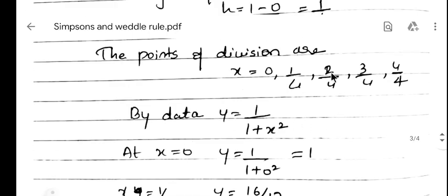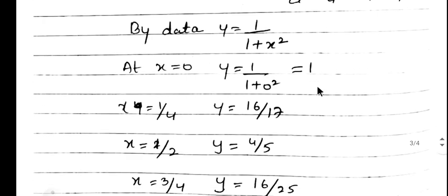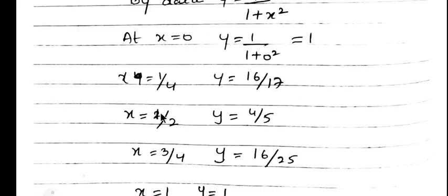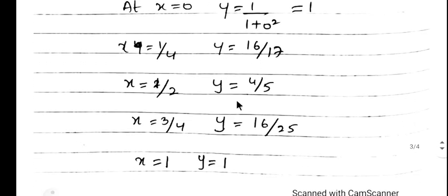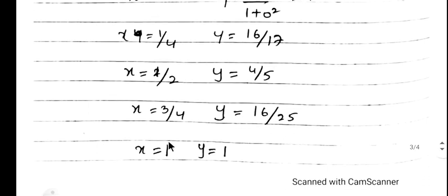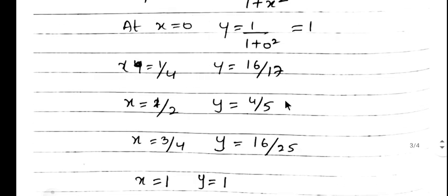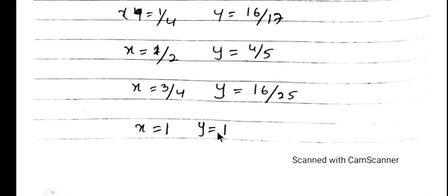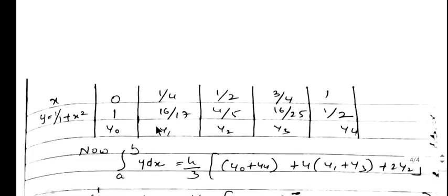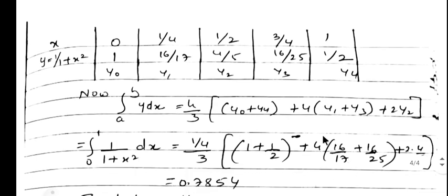Next is 2 by 4. 2 by 4 is nothing but 1 by 2. When I substitute x as 1 by 2 in the equation, I'll get y is equal to 4 by 5. Next, x is equal to 3 by 4, I'll get y is equal to 16 by 25. When x is equal to 1, that is 4 by 4 is nothing but 1. Therefore, when x is equal to 1, then y is also equal to 1. Then form the table, and these are your y0, y1, y2, y3 and y4 values.